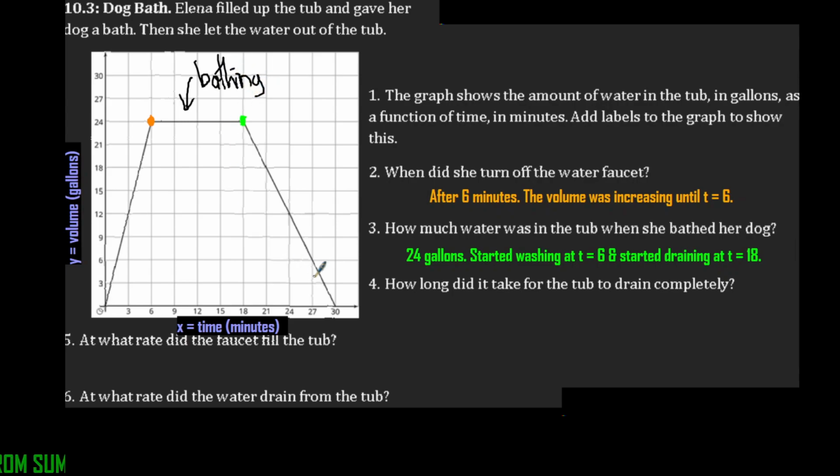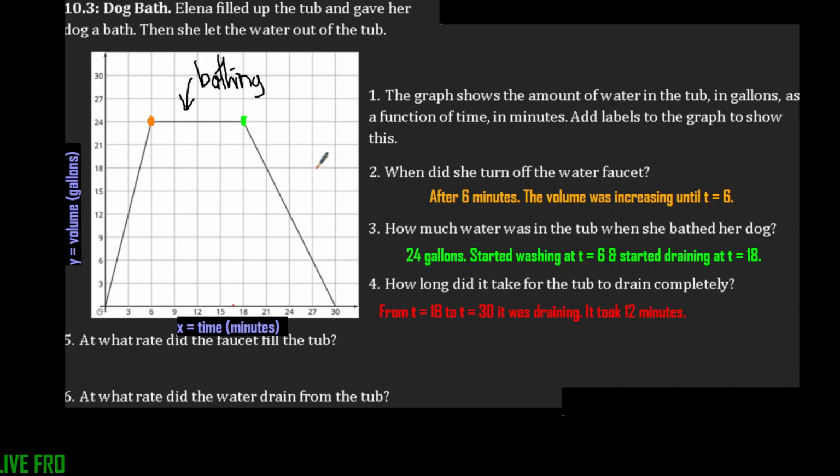All right. It says for number 4, how long did it take for the tub to drain completely? Well, if we go from t equals 18 to t equals 30, it would take 12 minutes total. So just be able to find on your graph where those 2 points are at. So we're saying from 18 the whole way down to 30, because that's when the volume becomes 0.